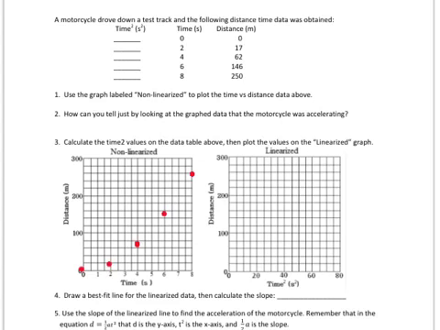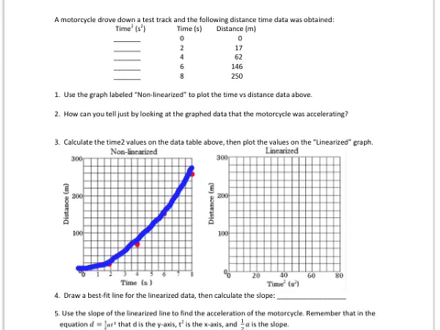Just by looking at the graph, how can I tell that the motorcycle was accelerating? Well, here's how I'm going to tell. I'm going to draw a best fit line, and the best fit line goes like this. See how it curves upwards? The fact that it curves upwards is what tells me. So the line is curved upwards, which indicates increasing velocity.